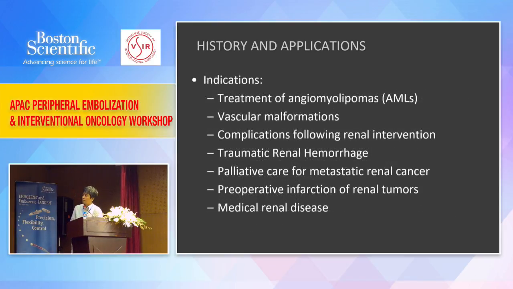But in Vietnam, I don't have the statistic number, however, I have an impression that the most frequent indication that we meet in clinical practice is embolization for the angiomyolipoma. And in most of the cases, the patient comes to the hospital due to the rupture of the aneurysm with a huge retroperitoneal hematoma. And in some cases, we have to treat vascular malformation.